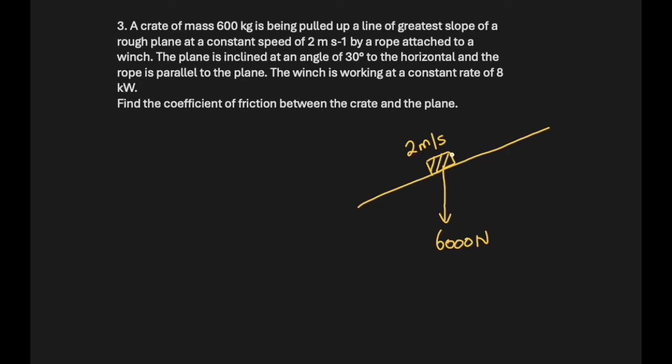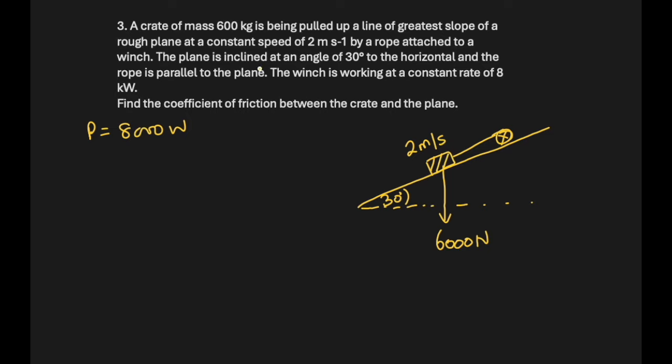By a rope attached to a winch. A winch is a machine, so let's say that is the motor which is rolling this rope onto it, so the crate goes up. Inclined at 30 degrees, so this angle is 30 degrees to the horizontal, and the rope is parallel to the plane. Easy for us. The winch is working at a constant rate of 8 kilowatts, so power is 8,000 watts. We don't use kilowatts, we use watts, so kilo has to be converted to 1000. Find the coefficient of friction between the crate and the plane.